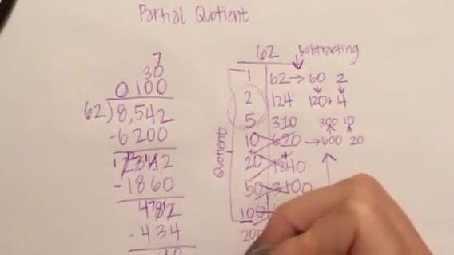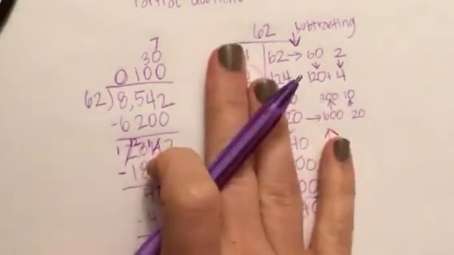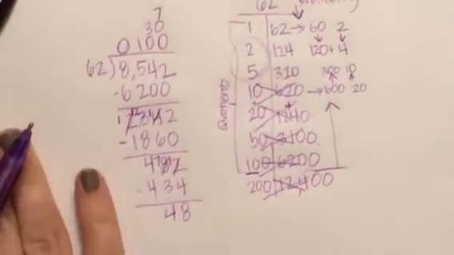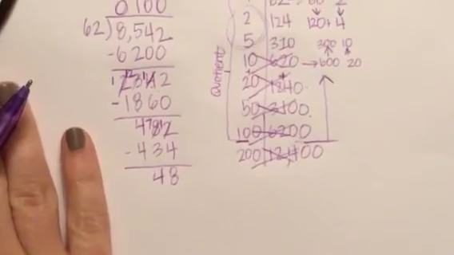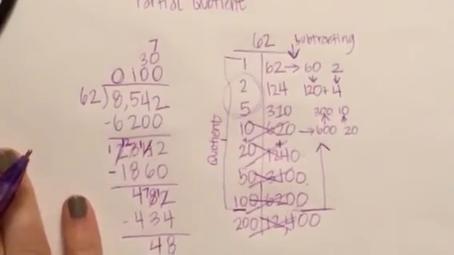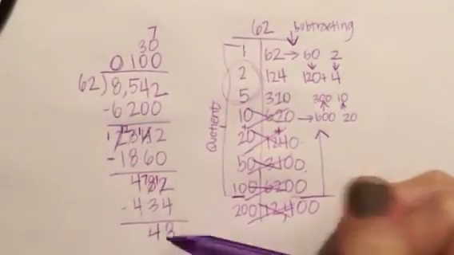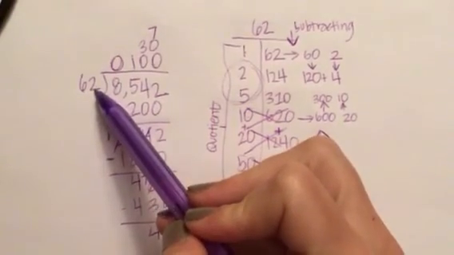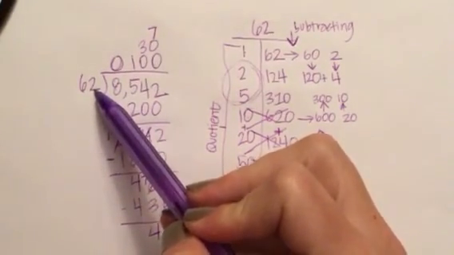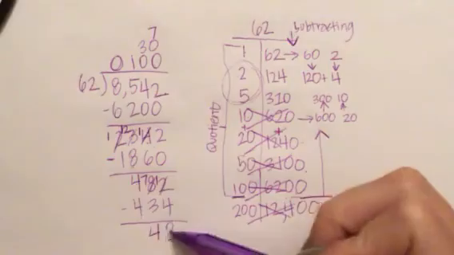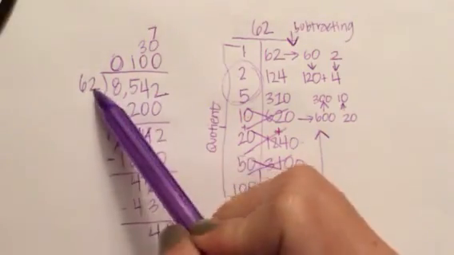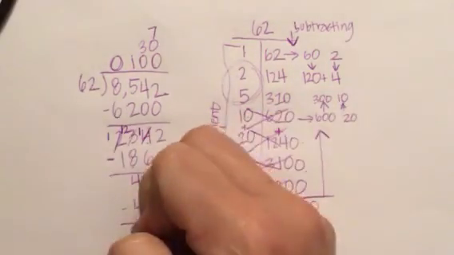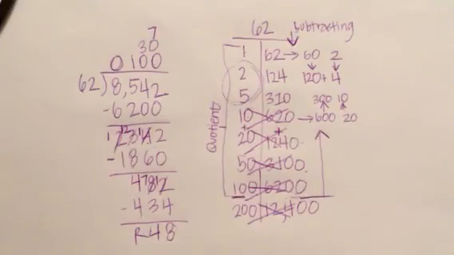So now 48, let me slide up a little bit. Okay, there we go. 48 is smaller than my divisor, so that means there's nothing I can do. I cannot divide 48 pieces evenly into 62 groups. So 48 becomes my remainder.